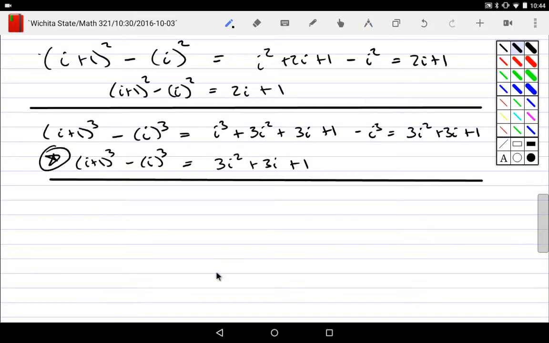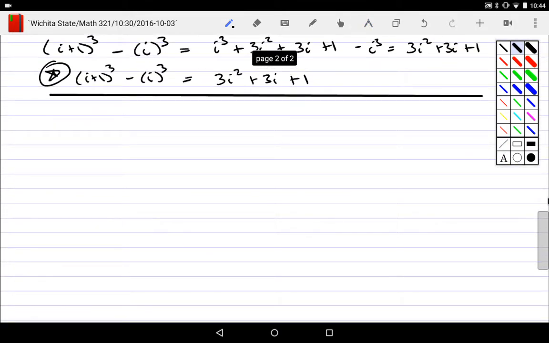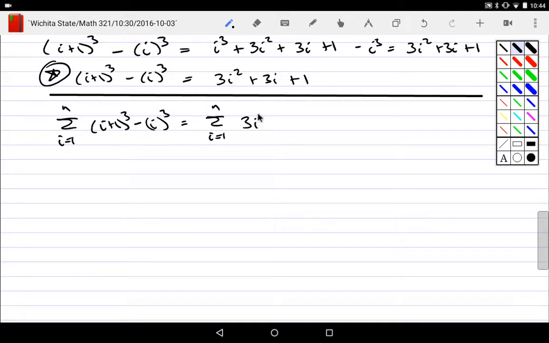Let's look at him for a second. Those must be equal. That would tell me that the sum from i equal 1 to n of i plus 1 cubed minus i cubed must be equal to the sum from i equal 1 to n of 3i squared plus 3i plus 1. Add the left for i equal 1, i equal 2, i equal 3, up to i equal n. Add the right, should get the same thing, right?